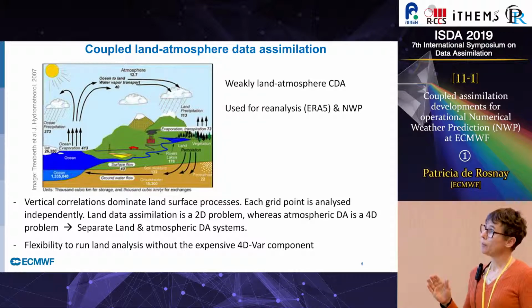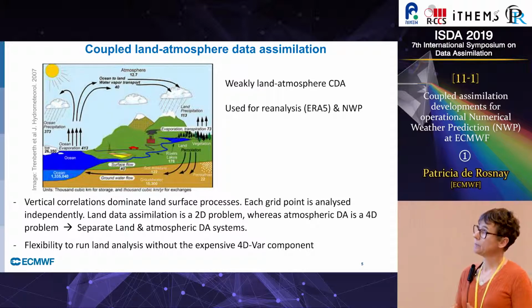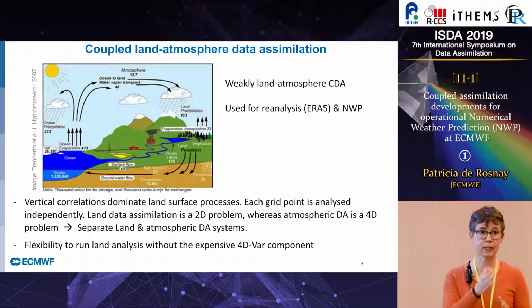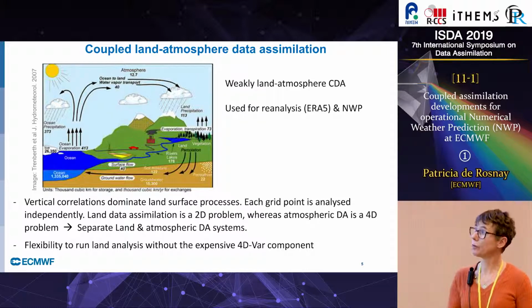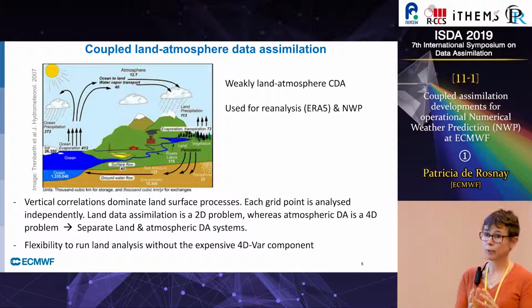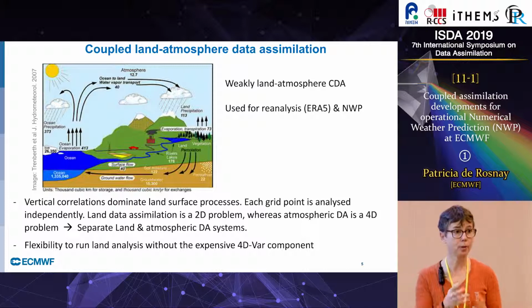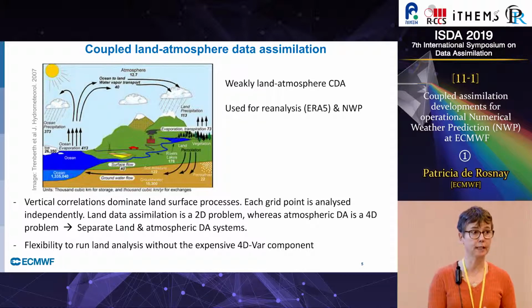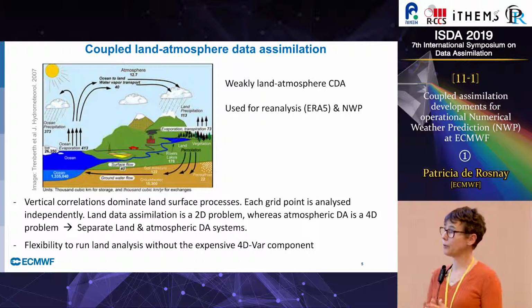So it's a weakly coupled assimilation system which is used consistently for reanalysis purposes in ERA5 and for numerical weather prediction. The land surface model we use represents the vertical processes. So we account for snow, evapotranspiration, soil infiltration, and different crops and orography. But the model is working on each grid point independently. And the 2D processes, vertical and time, dominate the land surface processes. And so the land data assimilation system we use is also working for each grid point.